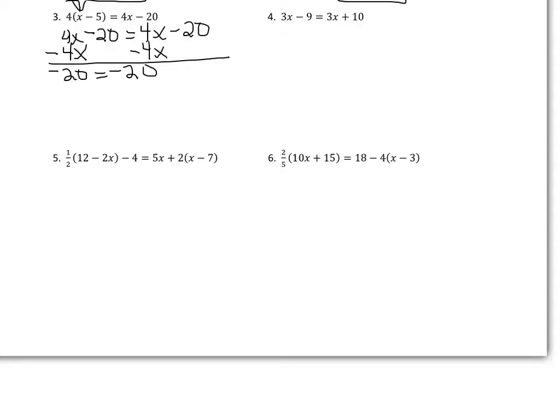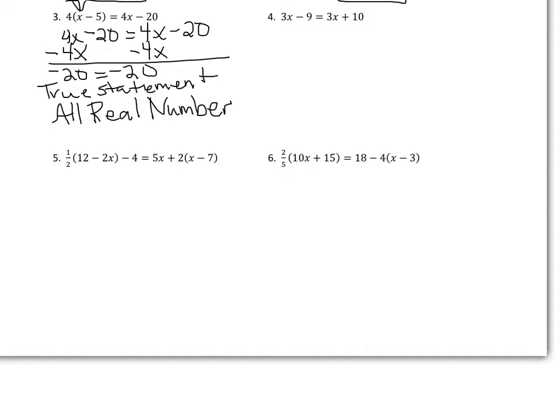Now, this is a true statement. When the variables cancel and it's a true statement, what's going to be true is all real numbers will work. Because when you end up with the variables canceling and a true statement, it means that any number you plug in will work. If I plugged in, say, 5 over here, 4 times 5 is 20, 20 minus 20 is 0. I'm going to get the same thing on the left-hand side. So the answer to this would be all real numbers.